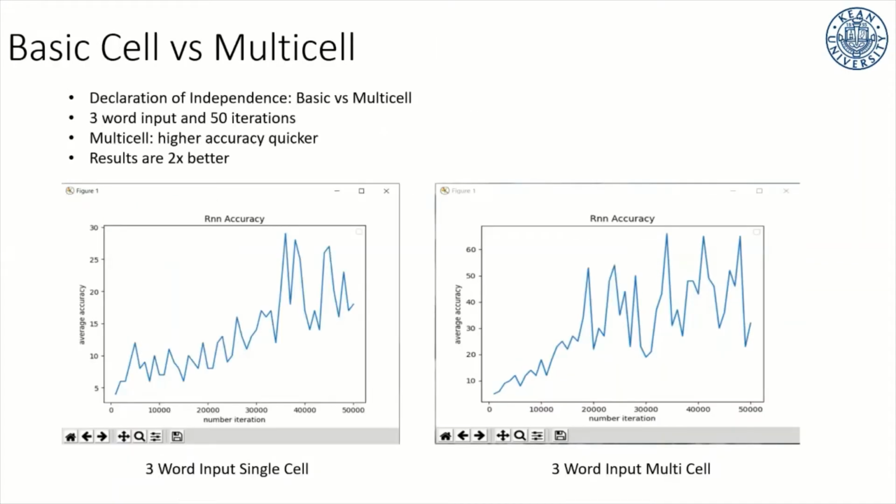Previously, our tests on accuracy over iteration were testing different file sizes on a singular basic cell in our RNN script. However, we were able to add multiple LSTM cells to our neural network and were able to garner great results in comparison to the singular cell. I ran our Declaration of Independence script through both basic and multi-cell scripts using 3-word inputs and 50 iterations. The results showed that the multi-cell script was able to start gaining higher accuracy quicker, as well as overall achieving a higher accuracy mark 2 times more than the basic cell.